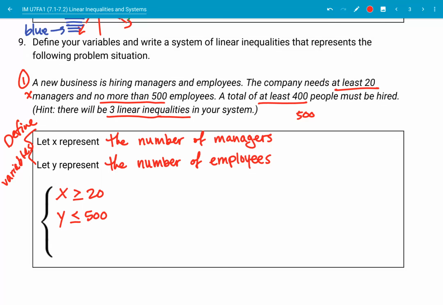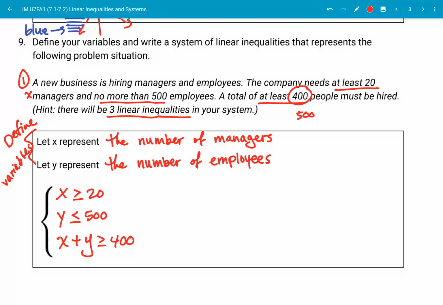And so some number less than or equal to 500. But I have to have a total of at least 400 people. That means 400 or more, and that's including managers and employees. So I say the number of managers, x, plus the number of employees, y, has to be greater than or equal to 400.